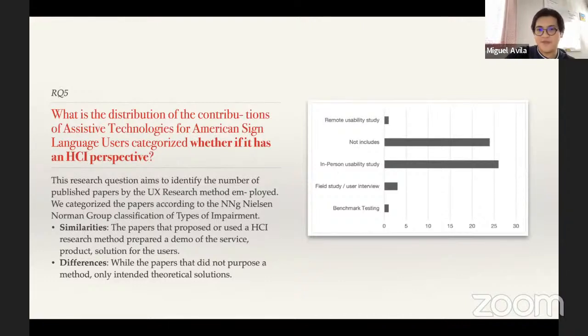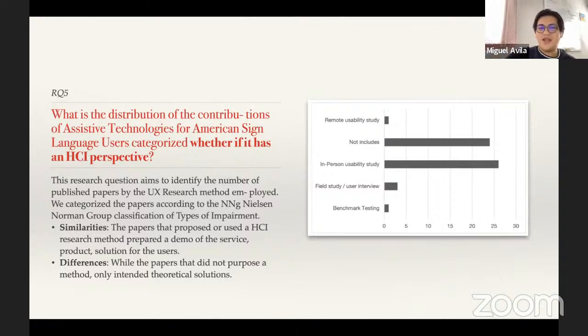Now talking about the fifth one, the one that I think makes our focus really different among any other paper, is whether it has an HCI perspective. Well, we use the NNG, Nielsen Norman Group, classification of types of impairment and types of HCI methodologies. So here we have the remote usability study, the in-person usability study, field study, and of course, the benchmark testing, that is pretty common in these kinds of papers.